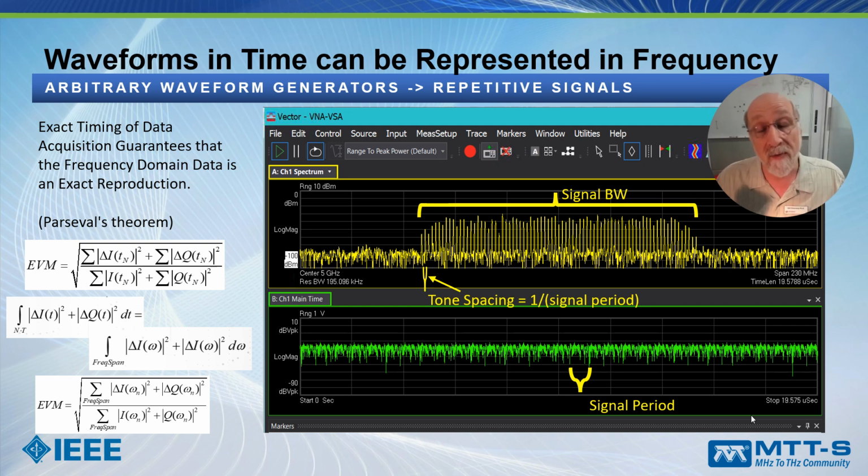And from something called Parseval's theorem, and I promise this is the only integral I'll show, we can prove that the error in the time domain signal is identical to the error in the frequency domain signal if we compare the ideal waveform to the waveform at the output of the amplifier in the frequency domain.